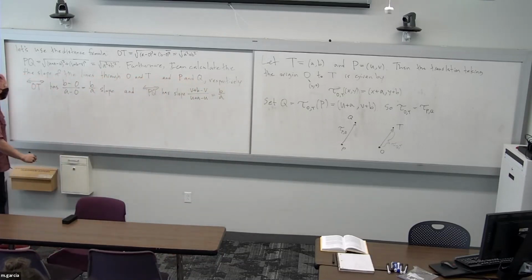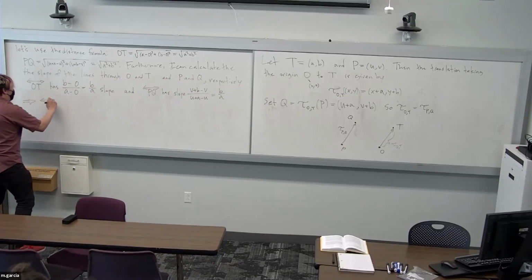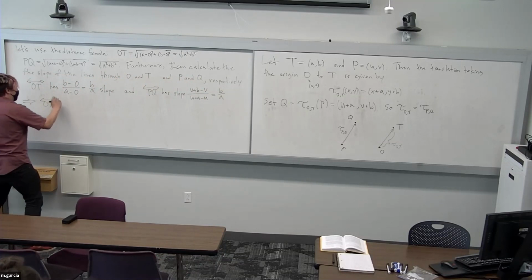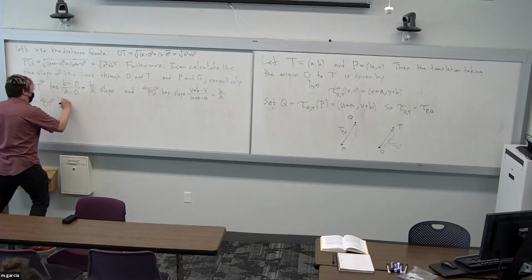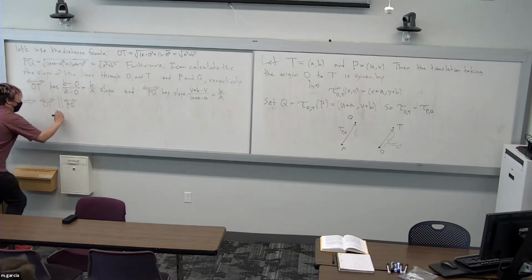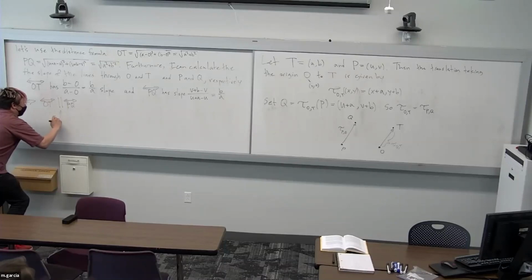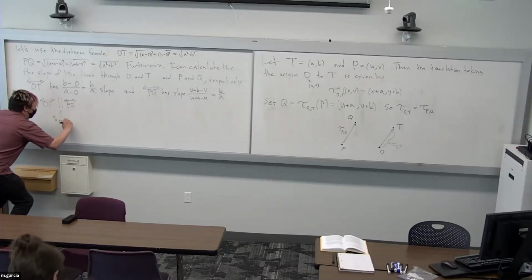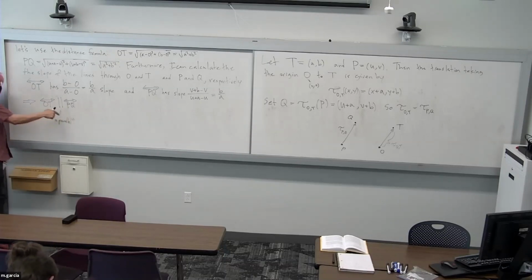So what does this mean? This means that the line through OT is parallel to the line through PQ. Parallel, and has the same length. Yeah, is parallel. That is what this double bar means. Okay?